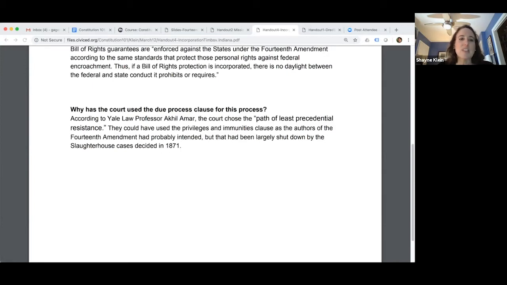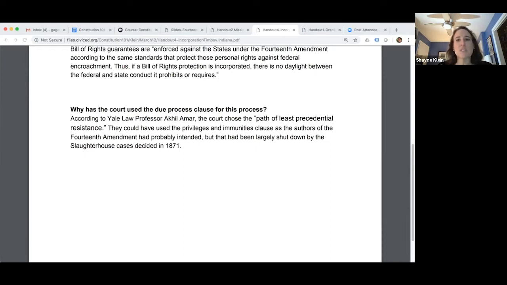And so students often ask, well, why is the court doing it this way, if that way makes more sense? Or it goes back to your point about the Ninth Amendment. Why aren't we using the Ninth Amendment? But what Akhil Amar says is that the court chose, and I love this phrase, the path of least precedential resistance. The path where there are fewer precedents in the way and more precedents that help you out.